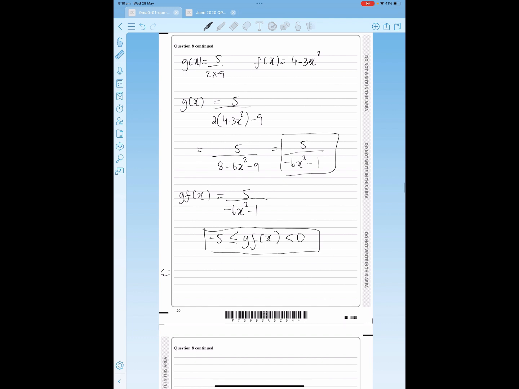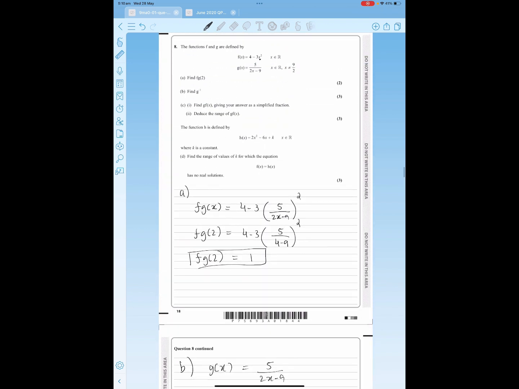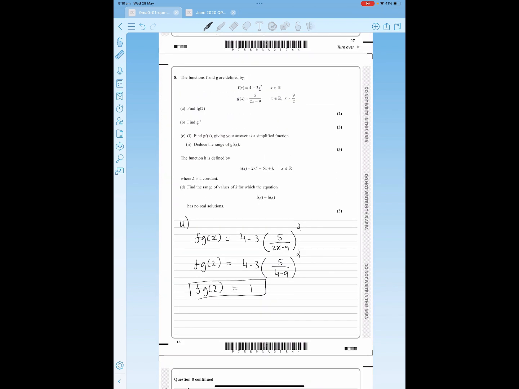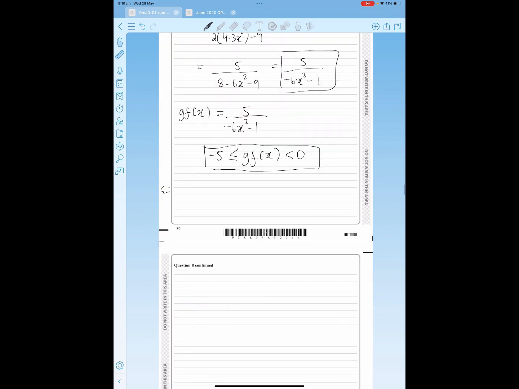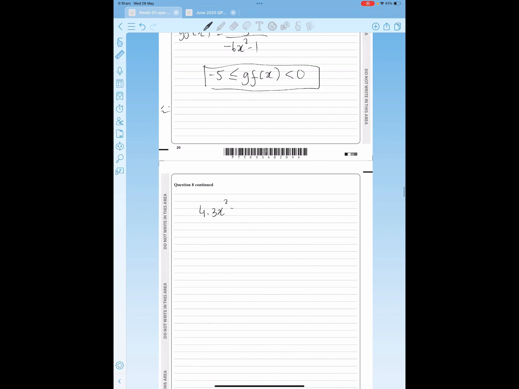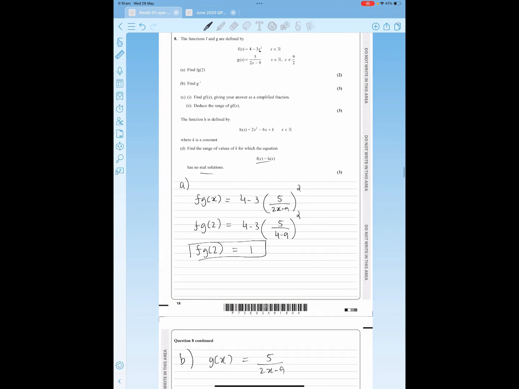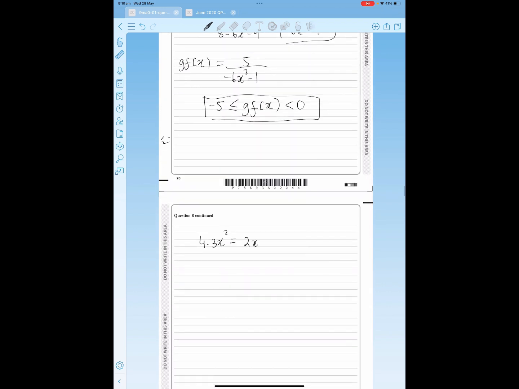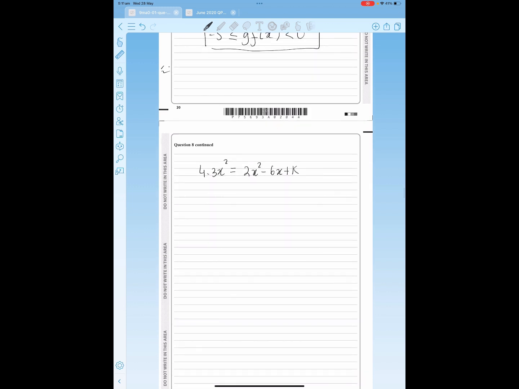As simple as that. And then for the last question, part D, find the range of values for k for which these two are equal and have no real solutions. So 4 minus 3x squared is equal to 2x squared minus 6x plus k. First, I would just solve it. Don't worry about it having any solutions or whatever.